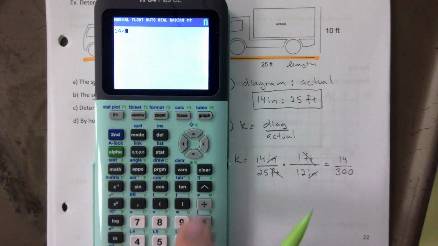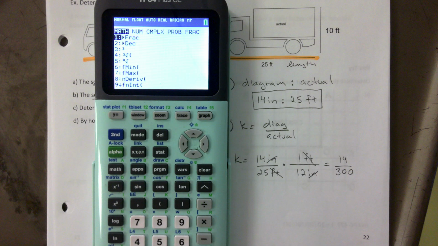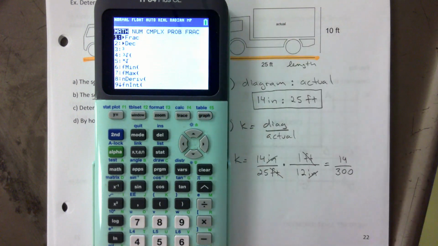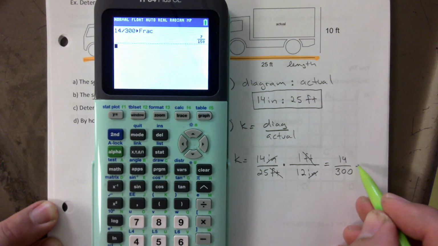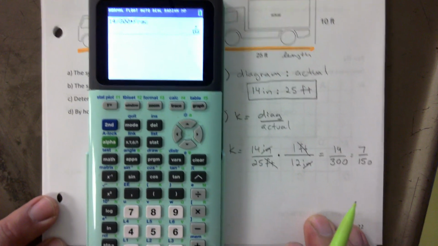14 over 300. You go 14 divided by 300. You ready for this? It's going to blow your mind. You press the math button, and there's the first option which turns anything to a fraction. So we're going to press enter there, and enter one more time. And it gives you the reduced fraction. If it can, it will always try to reduce it for you. So it's 7 over 150, the same thing. These are all equivalent fractions.